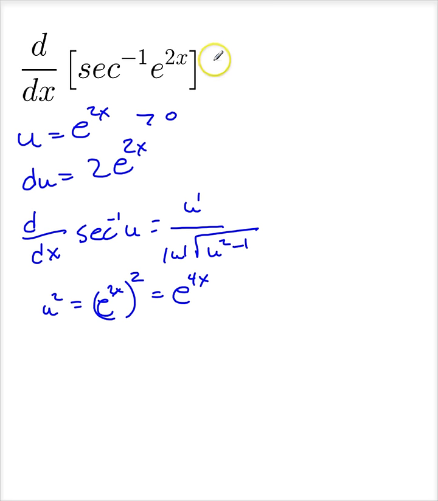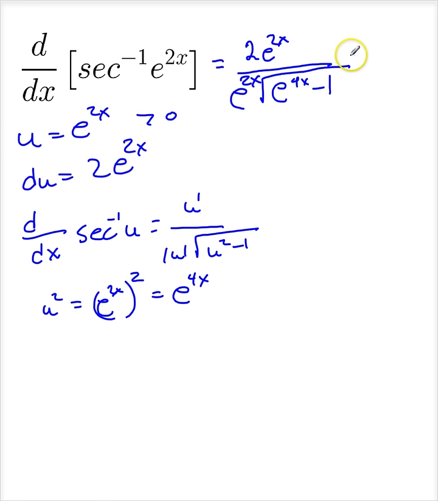So this derivative becomes u prime, and where was my u prime? So it's 2e to the 2x divided by the absolute value of u, and I can just make that positive because I don't need the absolute values, because e to the 2x is always positive, times the square root of u squared, so e to the 4x minus 1. Now I can simplify this down to 2 divided by the square root of e to the 4x minus 1.